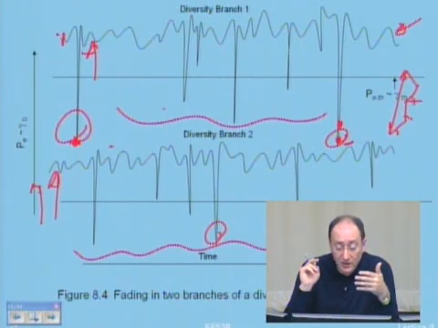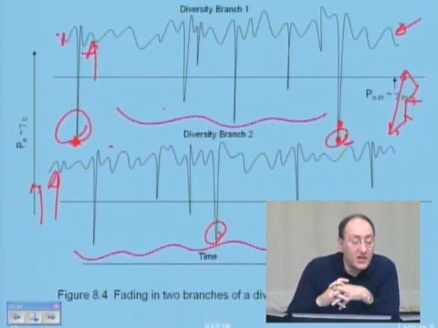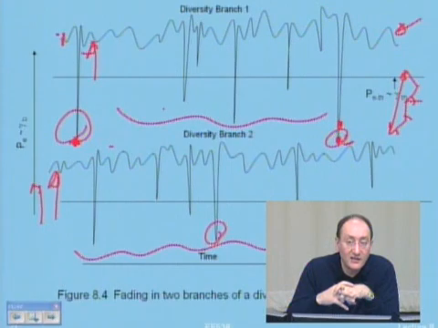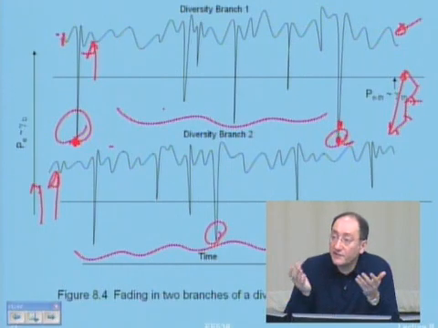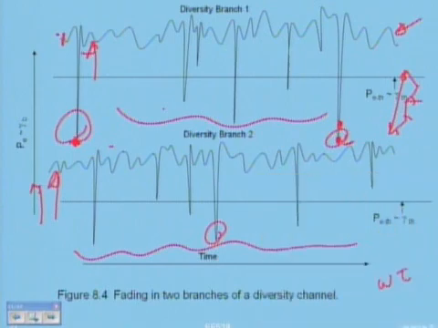But is that the only source of diversity? No, there are other sources of diversity. What happens if I change the frequency? You remember that the phase is omega times tau, was what?